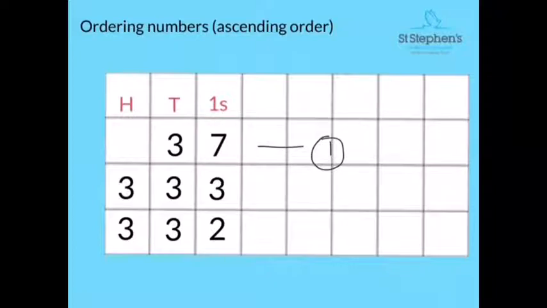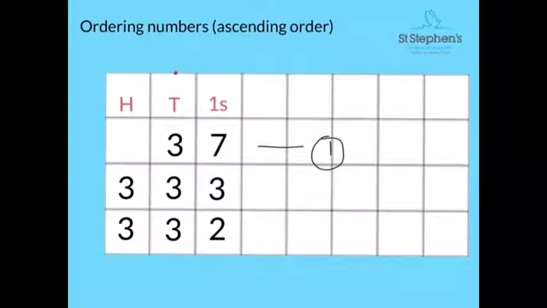Next, what we need to do is look at the place value column that is largest in value. In hundreds, tens and ones, the hundreds is the largest value. So we're going to look at the hundreds column. 333 has 3 in the hundreds column. 332 also has 3 in the hundreds column, which means we cannot use the hundreds to order these numbers.